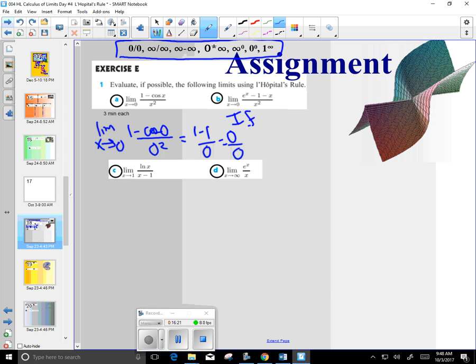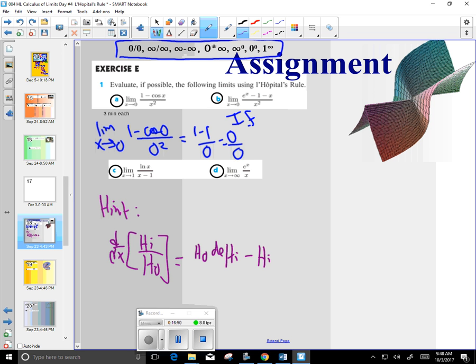So for all of these, I want to see this first, and then take the derivative of the top function over the derivative of the bottom one. One quick little hint that I want to share with the video audience, I'll share it with you too: what was the derivative of high over ho? Ho d high minus high d ho over ho squared, there we go. So that's what the derivative of high over ho is.